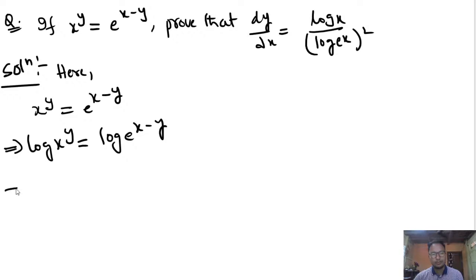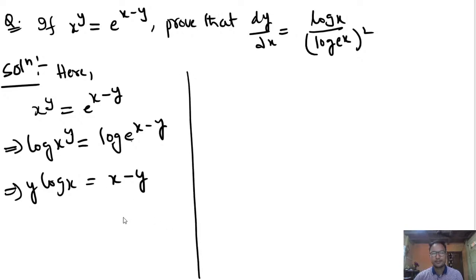Taking log, y has a power, so it becomes y log x. Now log of e is 1, so it will be x minus y. When I give the log of e as 1, the log of e to the power x minus y becomes x minus y.